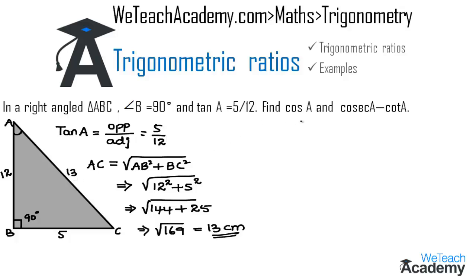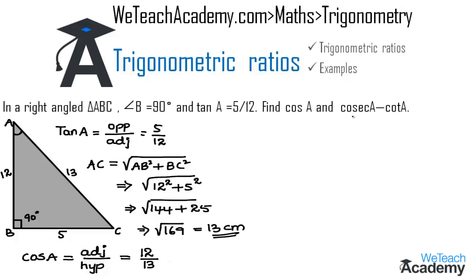Now let us find the value of cos A. In order to find the value of cos A, we already know the definition, that is adjacent side by hypotenuse side. Substituting the values of the adjacent side, that is AB, which is 12, divided by the hypotenuse AC, that is 13, we get 12 by 13 as the value of cos A.